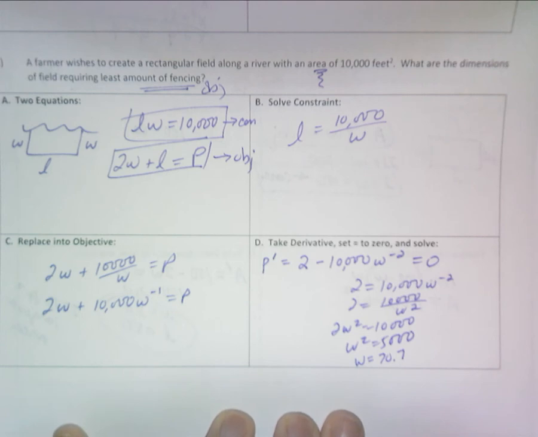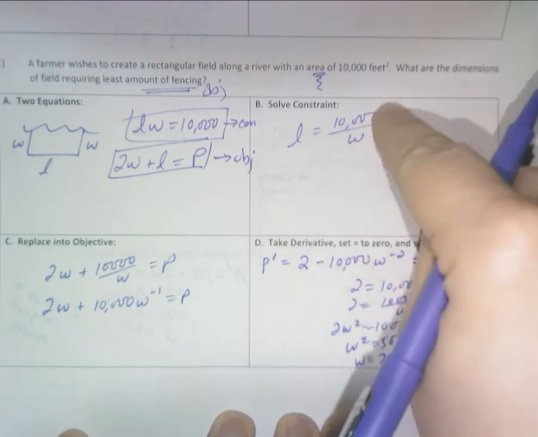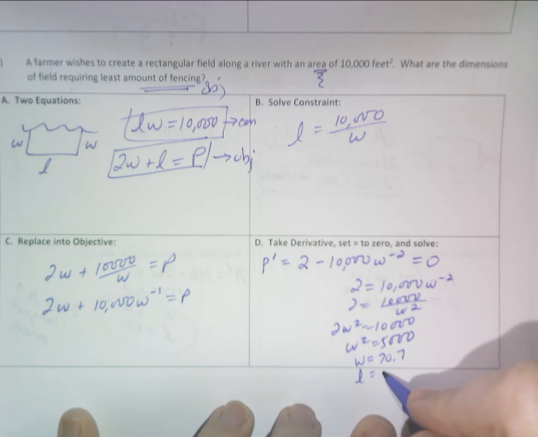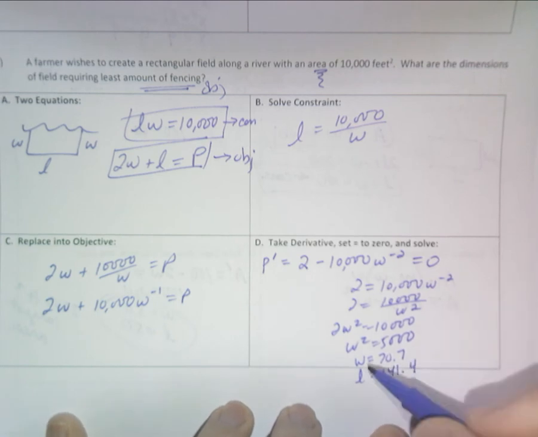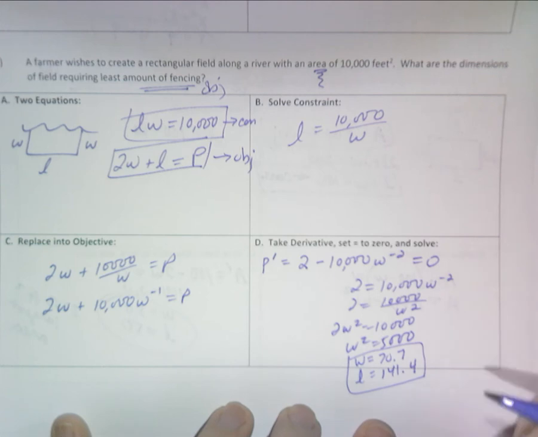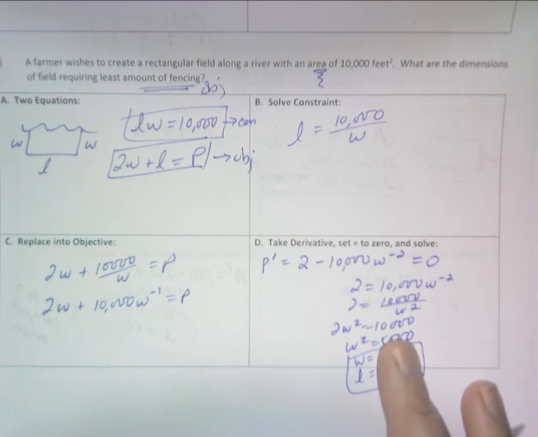So then how do I find the L? Plug that right back in here. Do 10,000 divided by 70.7, which I have in my calculator already because I did it in the last class. 141.4. That right there would be the dimensions that would require the least amount of fencing. And if you want to find out what the least amount of fencing would be, you can just add them up. How you doing so far on this? Okay.